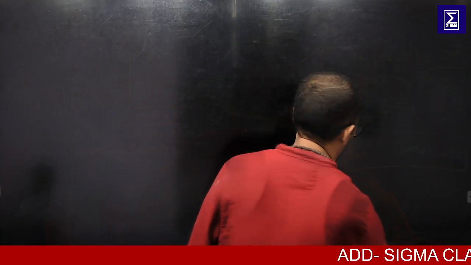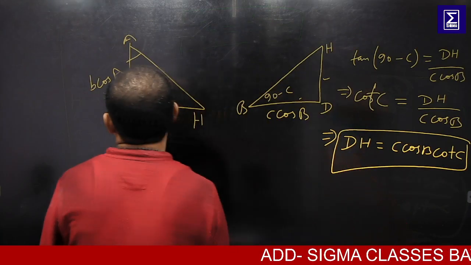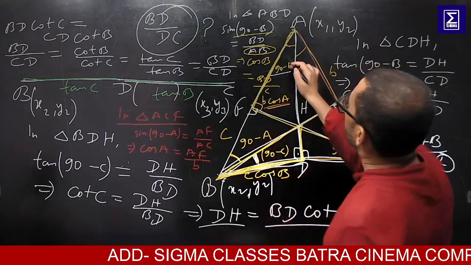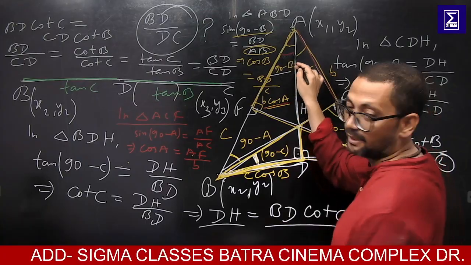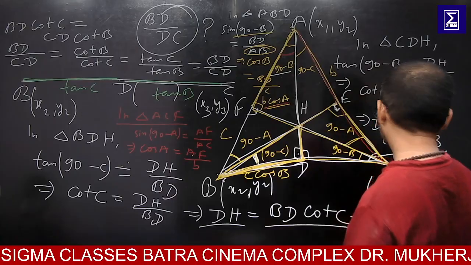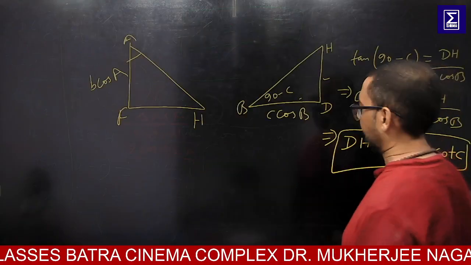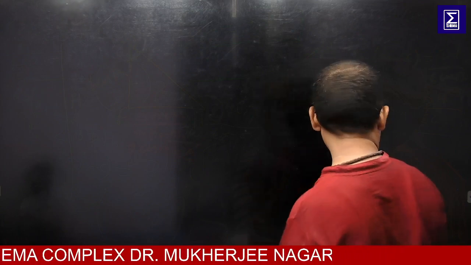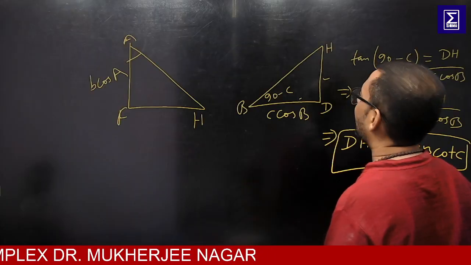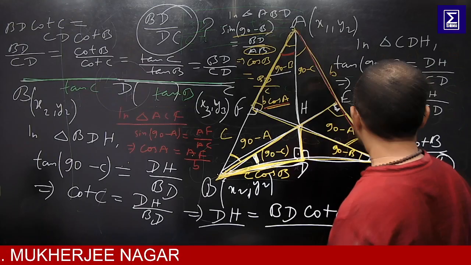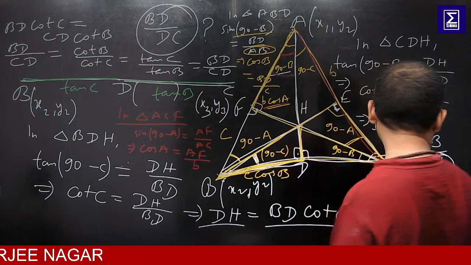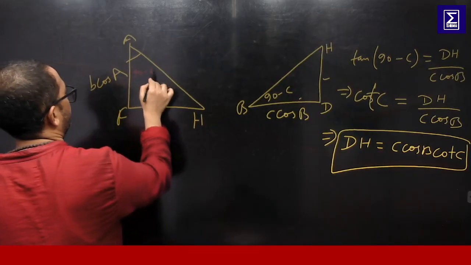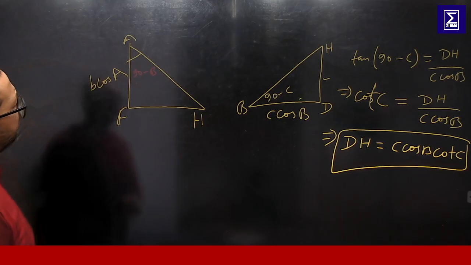See, AF is b cos A. And what is the angle here? You can check the angle also. This angle is 90 minus B. Let me delete this slide. This slide has nothing to do. Again, this is 90 minus B. Okay. We have to find AH.